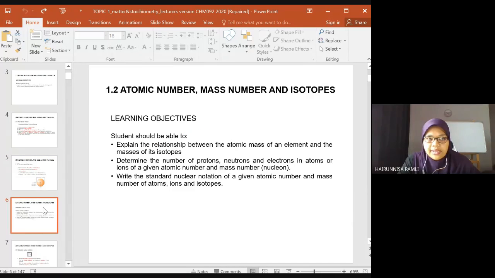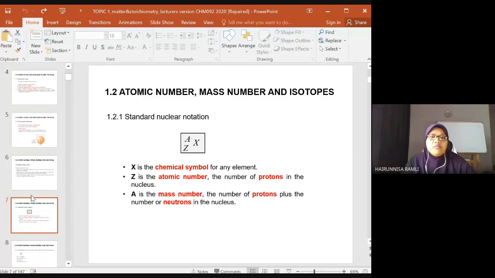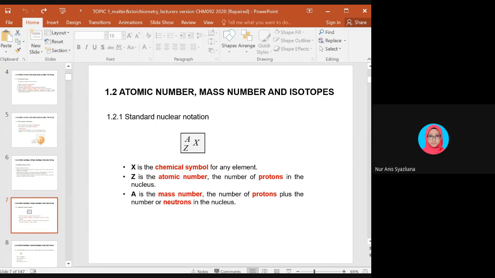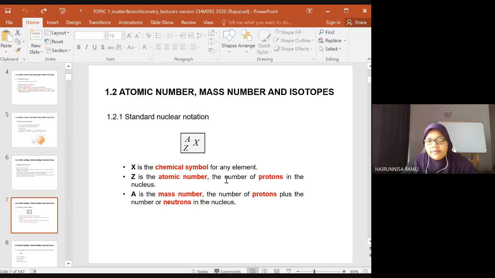Okay, so basically benda yang you kena tahu paling basic is standard nuclear notation. Okay, I'm not sure, saya lupa sebenarnya. During your school, you belajar dah ke cara tulis ni? Standard ni? Notation macam ni? Dah. Dah belajar, eh? Yes. Okay. So this is very basic lah. So X is the chemical symbol, you punya element. Okay, A is the mass number.